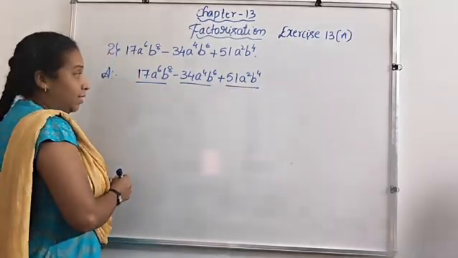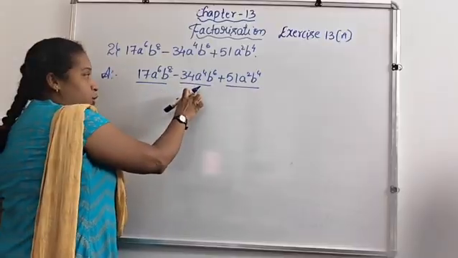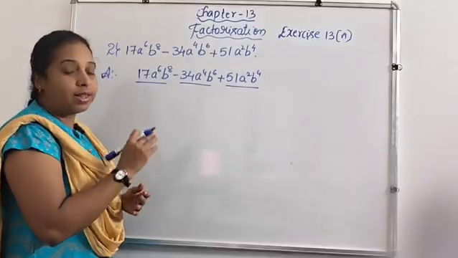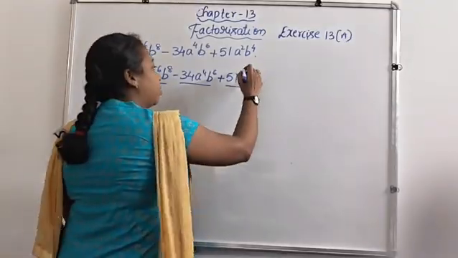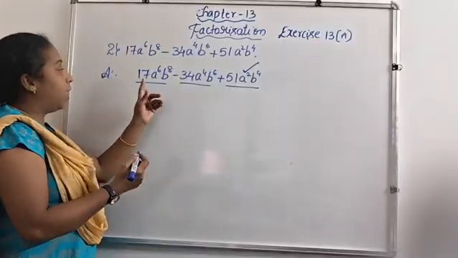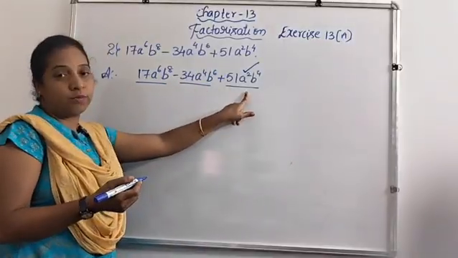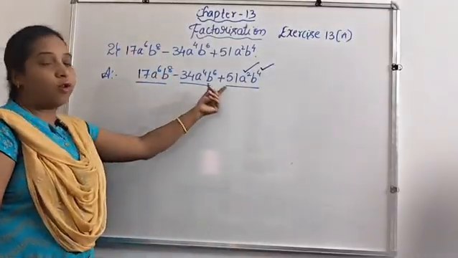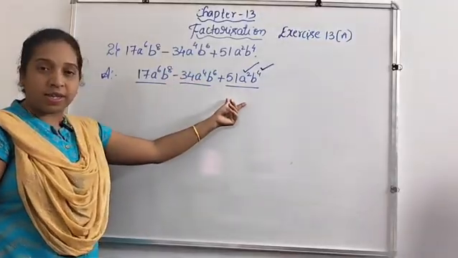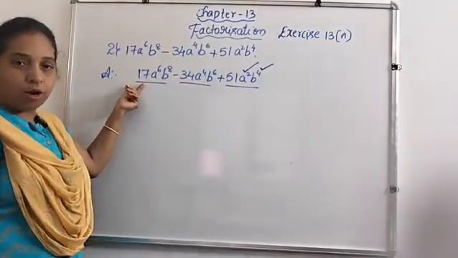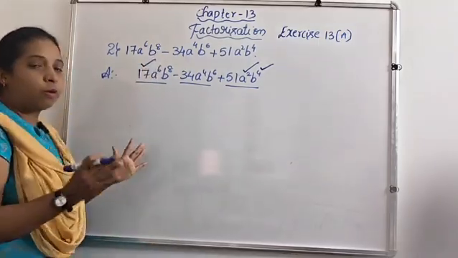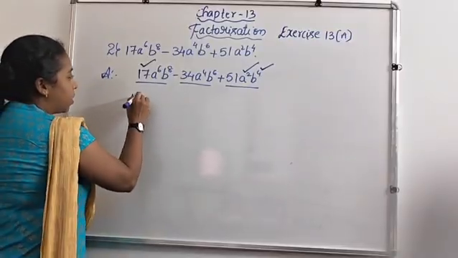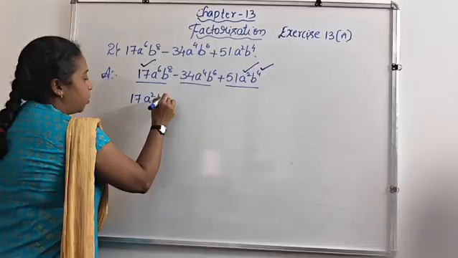Which are the common? See here a to the power of 6, a to the power of 4, a to the power of 2. The one with the lesser power we have to choose as common. So a square is common, and b to the power of 8, b to the power of 6, b to the power of 4, that means b to the power of 4 is common. And 17, 34, 51 are the tables of 17, that means 17 is common. Now we mark the commons. Let's take out the common: 17 a square b to the power of 4.